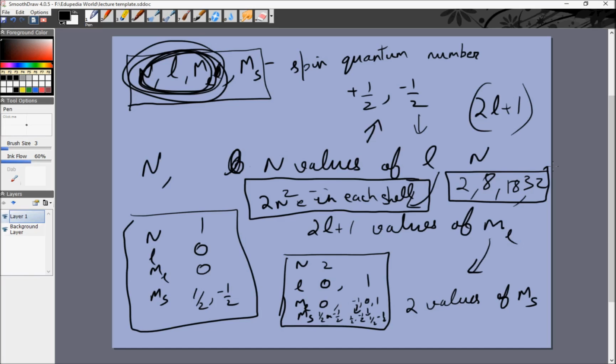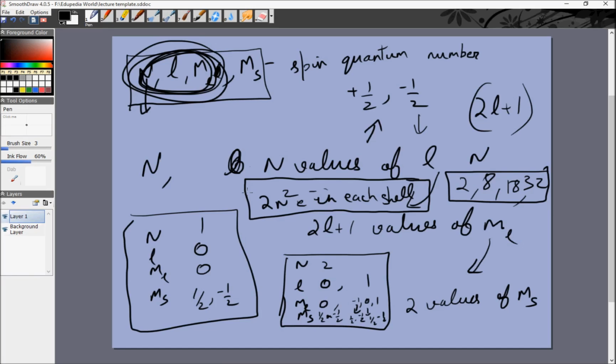So the things you need to remember for this is every n can have n possible values of L ranging from 0 to n minus 1. Each and every one of those L will have 2L plus 1 possible values of ML, and each and every one of those values of ML will have 2 possible values of MS. And these in total, assuming that no 2 electrons can have the same values of N, L, ML and MS, tells us that there can be 2n square electrons in each shell.